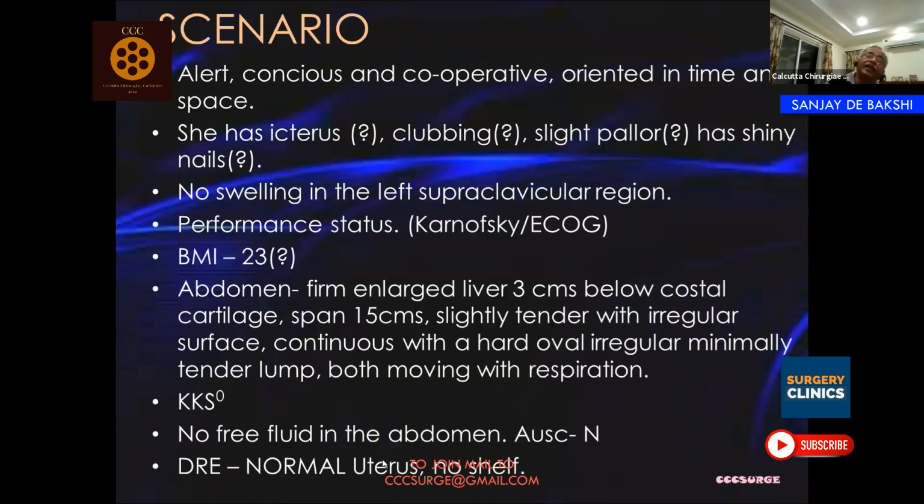Now on examination: alert, conscious, cooperative, oriented with time and space. She has icterus. Now you will be asked, where do you see the icterus? You've had plenty of classes on that. I don't expect you to miss out on that. Clubbing, classification of clubbing, 1, 2, 3, 4. You have to know that. We did it at the last class. Slight pallor, where do you see pallor? Has shiny nails. Why does she have shiny nails? Because she has pruritus. No swelling in the left supraclavicular region. Know what the lymph node is called.